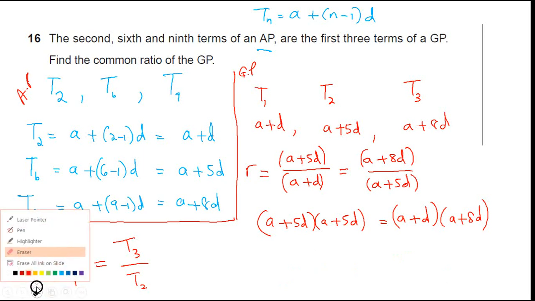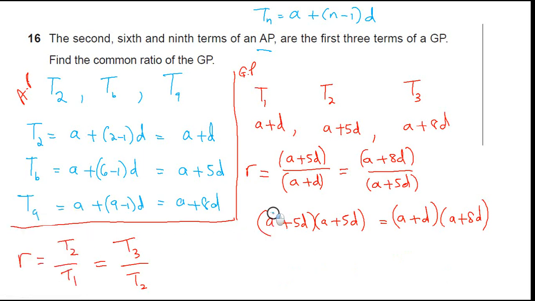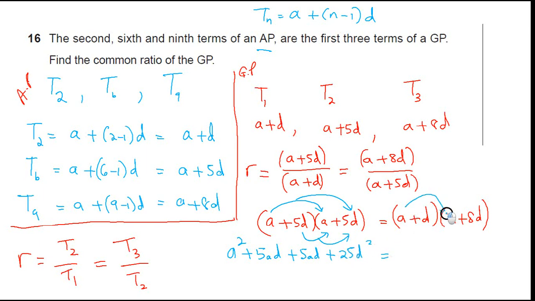Ordinary level can be a little bit tricky. A times A is A squared. A times 5D is 5AD, alphabetically. 5D times A is again 5AD. 5D times 5D is going to be 25D squared. Okay, let's get to this one. A squared plus 8AD plus AD, the ones in the middle, plus 8D squared. Are we together?